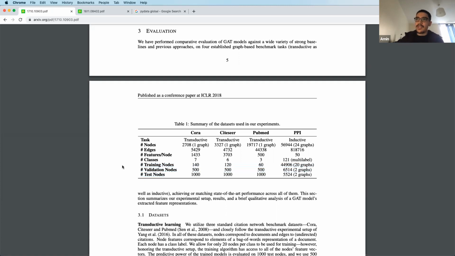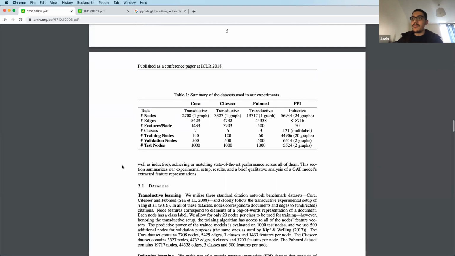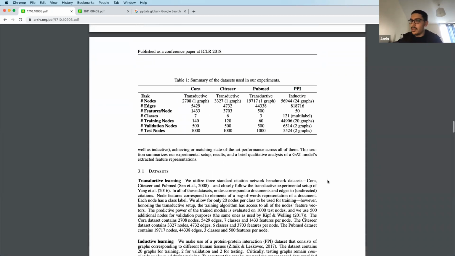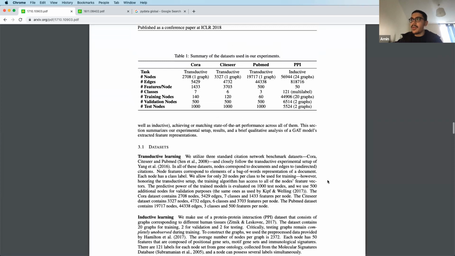So that's transductive. Inductive is the case where at inference time, you might see a different graph structure than at training time. And this is what is used in the protein-protein interaction dataset. They have 24 different graphs, and 20 are used for training.